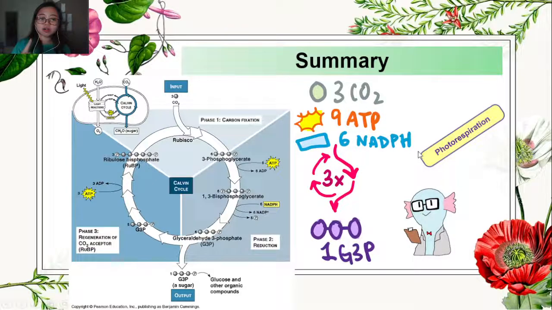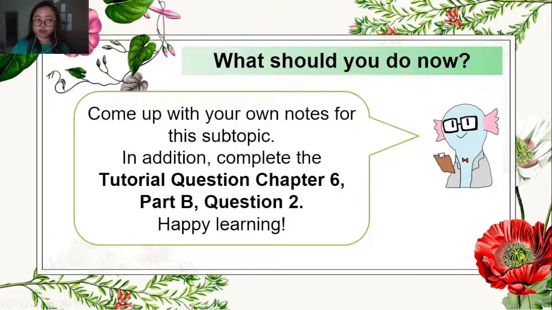And also remember, for C3 plants, the Calvin cycle becomes a problem because sometimes we can have photorespiration when the weather is hot, there is too much oxygen and too little carbon dioxide inside the leaves. So I hope that is a good lesson for you. Take your time to understand the contents of this subtopic, come up with your own notes, and after you're done trying to digest the information, complete the tutorial question for Chapter 6, Part B, question number 2.